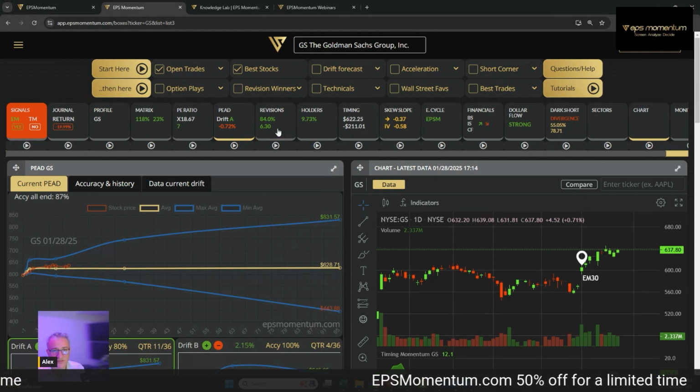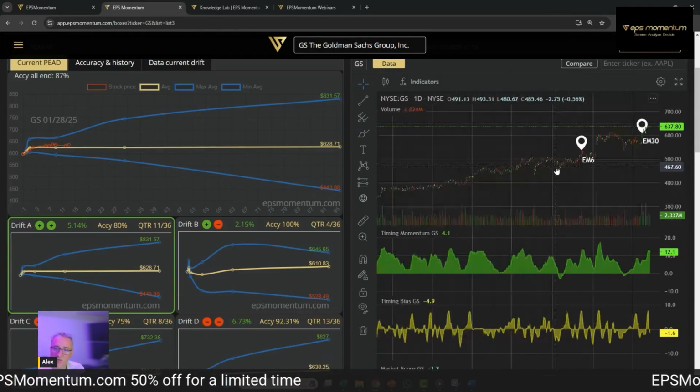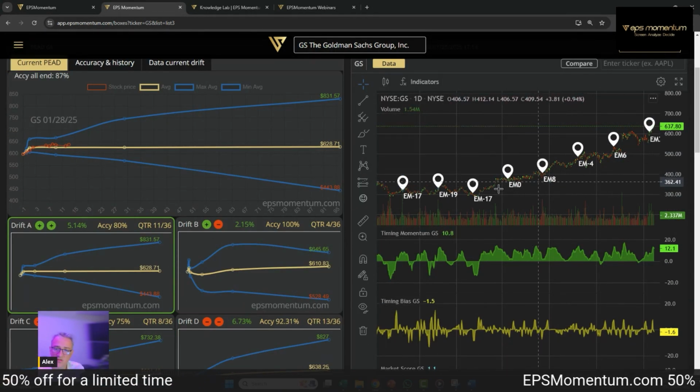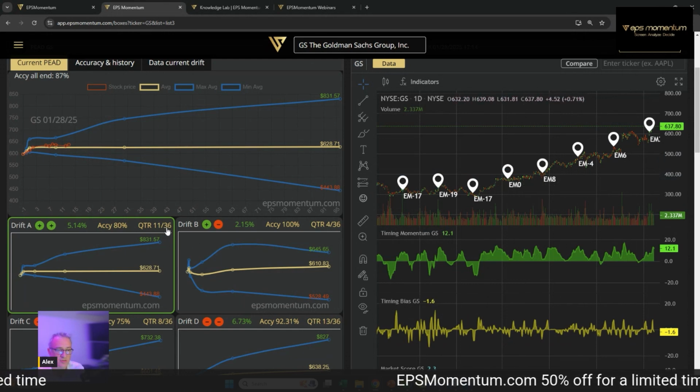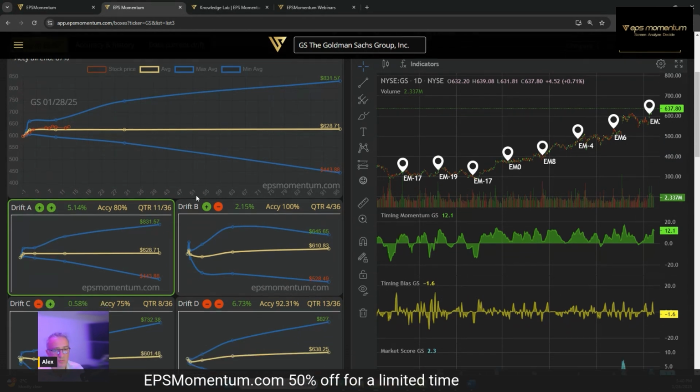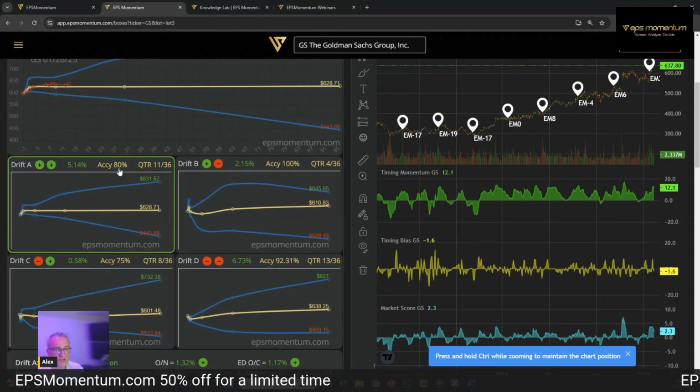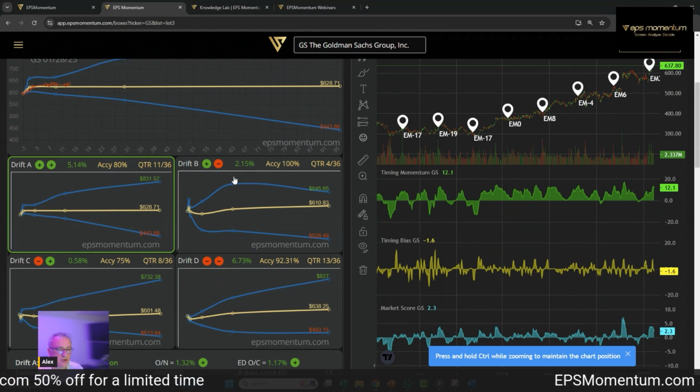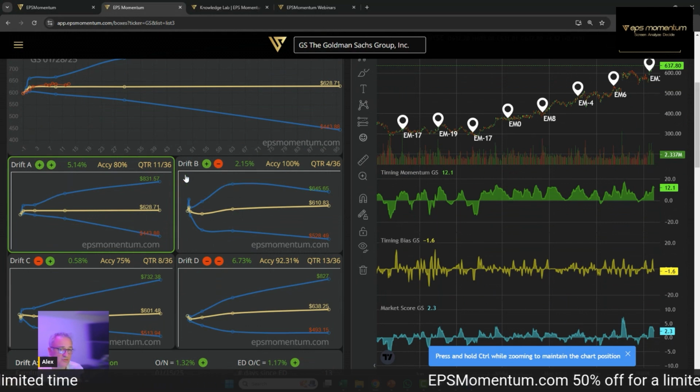Let's have a look at the drift. So the drift is a very different concept. We take all the quarters that you see in history. We have 36 quarters, almost 40 quarters. It's actually 40 quarters we take into account. And we bucket them into market reaction on the first 24 hours of earnings. And we get drift A, B, C, and D.